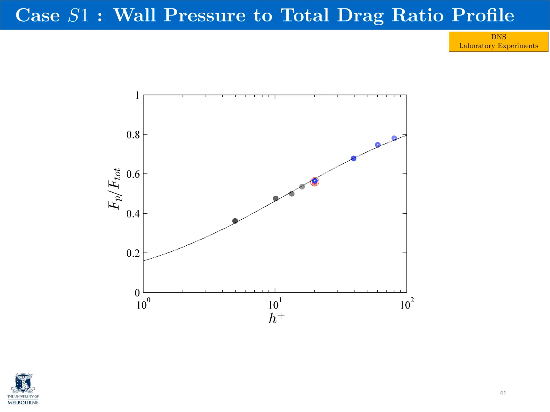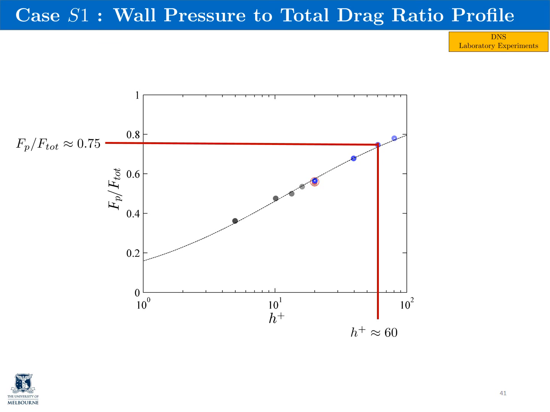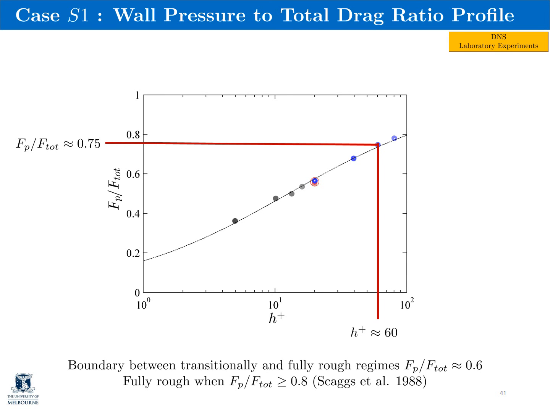When the flow is in the fully rough regime, which is when h+ is approximately equal to 60, the pressure to total drag ratio is 0.75. This is close to the results obtained by Schultz and Flack... in 1988, where they found the boundary between the transitionally and fully rough regime to occur when the pressure to total drag ratio is 0.6.